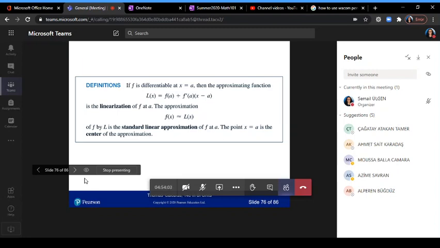Okay, what does linearization mean? First of all, let me introduce it. This L is the linearization function, the approximation of f at a. Sometimes it's called the standard linear approximation or the linear approximation of f at a. And a is the center of the approximation.